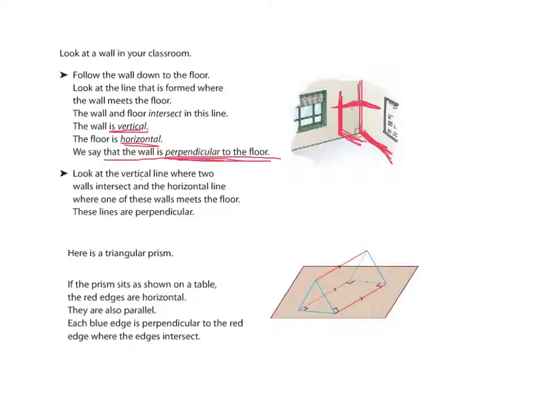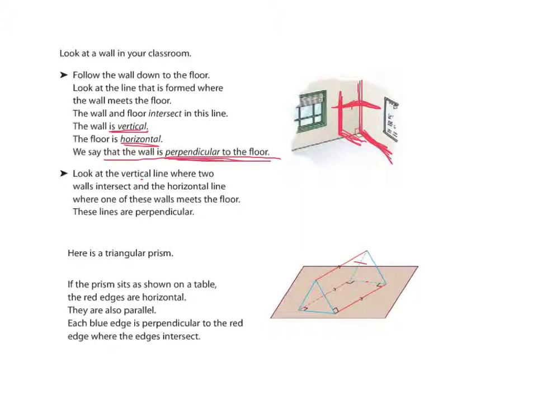Let's take a look at this triangular prism down here. Oops, I'm going to erase that because those red lines might confuse you. Red and red. Here we have a triangular prism. It is not a pyramid. It doesn't come up to a point.